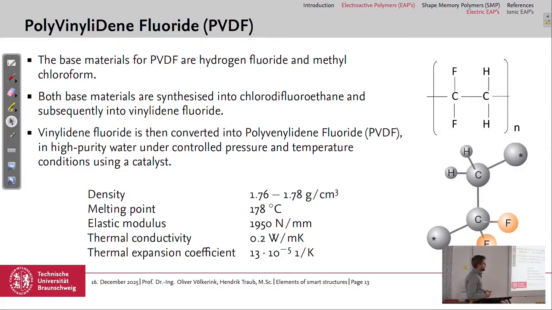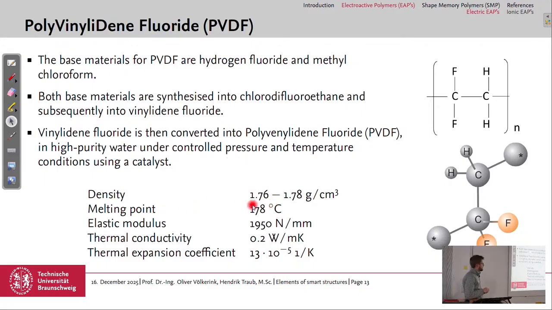So how does PVDF look like? It's made from the base materials hydrogen fluoride and methyl chloroform, and they are synthesized into chlorodifluoromethane and subsequently into vinylidene fluoride. So this is the monomer, which looks like this. So 2 carbon atoms, 2 fluor atoms, 2 hydrogen atoms, and then you build a chain out of this to get the polymer. And this is done in high purity water under controlled pressure and temperature using a catalyst.